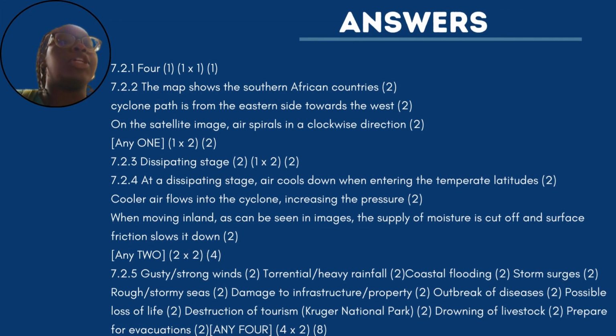Right. So the first question said, how many cyclones have occurred before Eloise? Because Eloise is the fifth letter of the alphabet, so it's A, B, C, D, so 4 had come before, because remember we labeled these alphabetically.